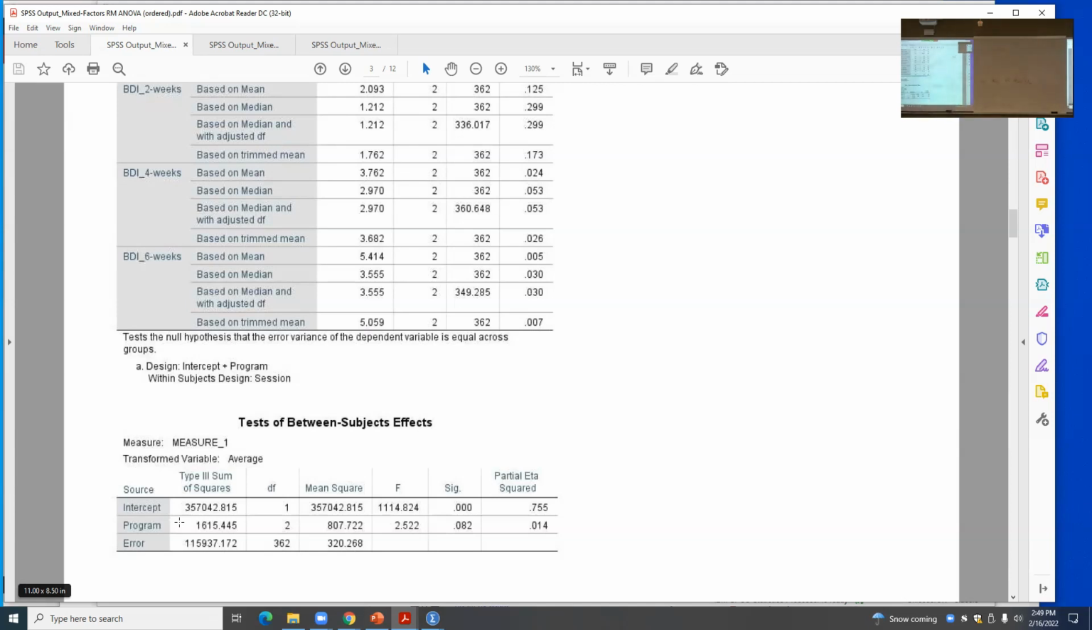Where in my output am I getting that between subjects sum of squares? And this is all sum of squares, sum of squares, sum of squares. Where am I getting this one, my sum of squares group? Where am I finding that in this output? Matt, you want to help us out? It is in the tests of between subject effects table, Type 3 sum of squares column, right next to program. Yep. And where's your error sum of squares? Right below that.